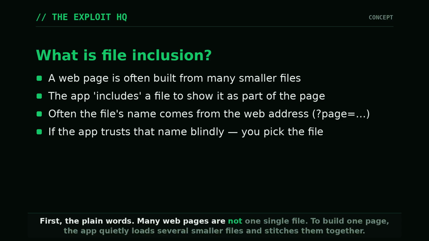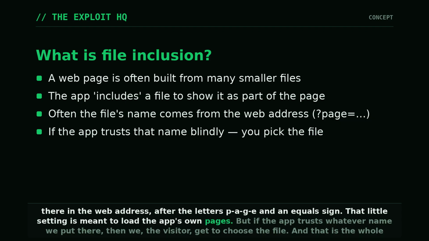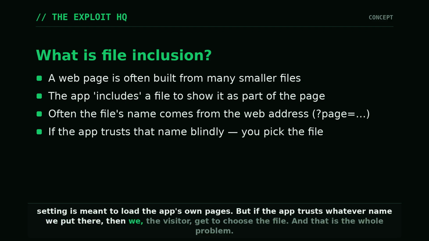Many web pages are not one single file. To build one page, the app quietly loads several smaller files and stitches them together. The app decides which file to load, and very often the file's name is sitting right there in the web address, after the letters PAGE and an equals sign. That little setting is meant to load the app's own pages. But if the app trusts whatever name we put there, then we, the visitor, get to choose the file. And that is the whole problem.